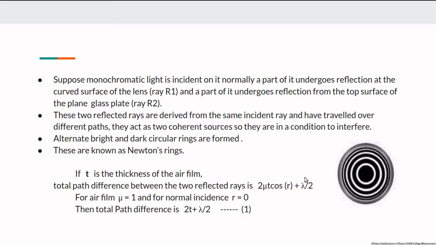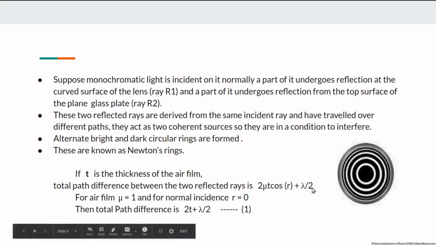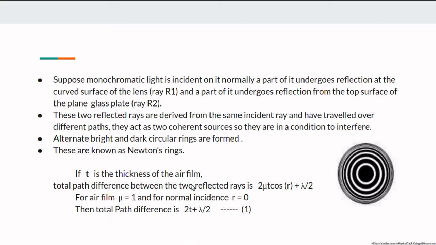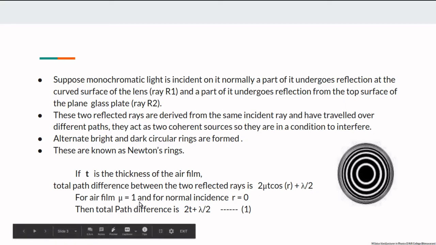Then there is an extra path difference of lambda by 2 due to phase change on reflection. Therefore, the total path difference is 2 mu t cos r plus lambda by 2. In case of an air film, mu is equal to 1. For air, the refractive index is equal to 1. Therefore, for an air film, mu is equal to 1.